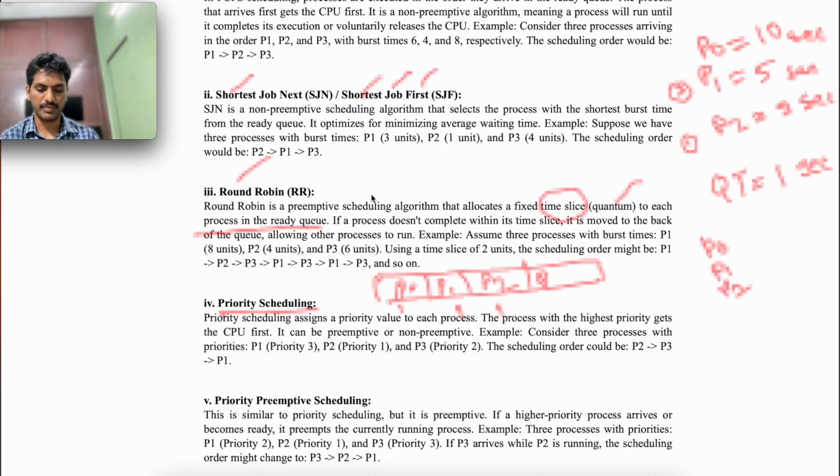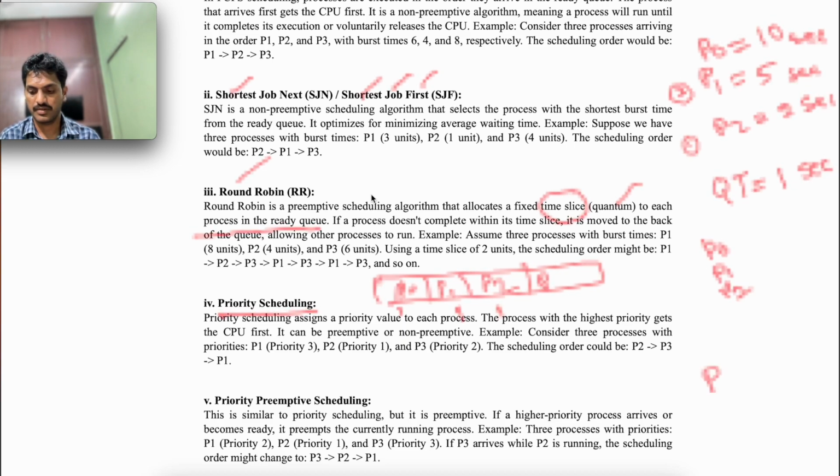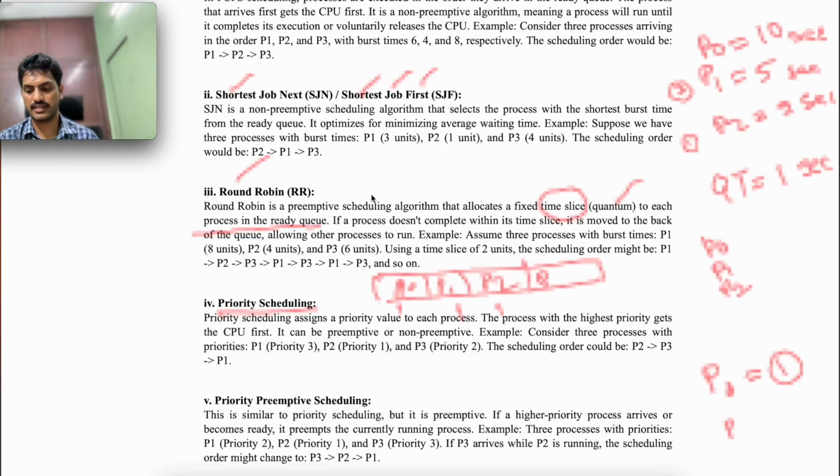Priority preemptive means, suppose P1 is running, a process with priority 1 is running, and again another process which has a higher priority than the current process enters. The process with priority 0 has entered.